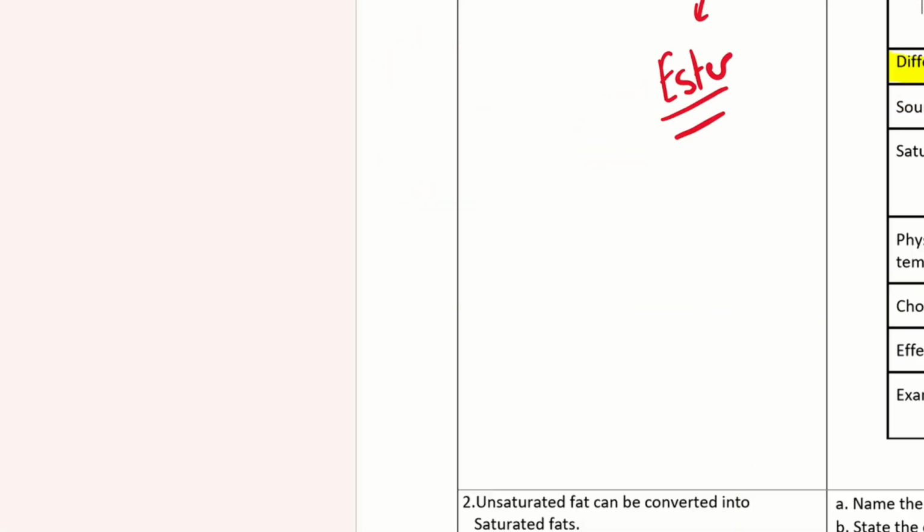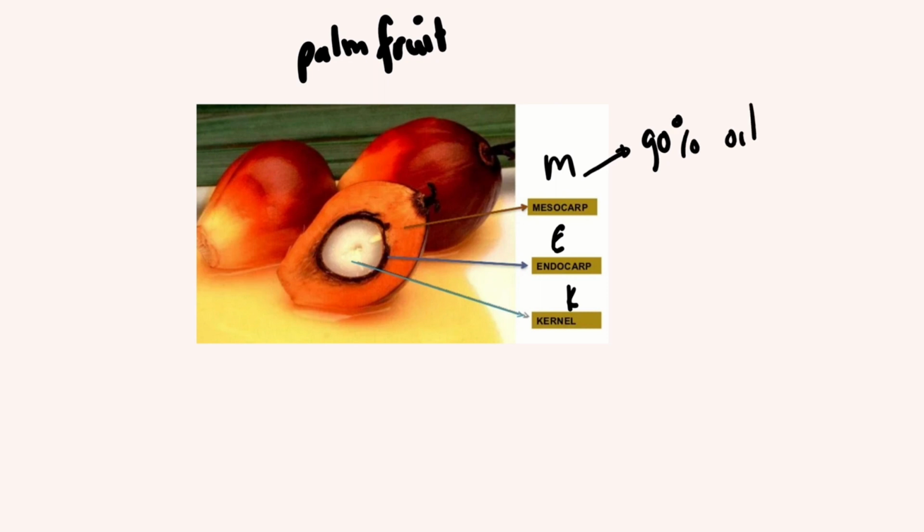All right, we move on to the next question. Please check the palm fruit. So this is known as the palm fruit. Okay, the palm fruit is made up of 3 layers. The first layer is known as the mesocarp. The mesocarp produces 90% of the oil, and this oil is used to make cooking oil, facial wash, and so on.